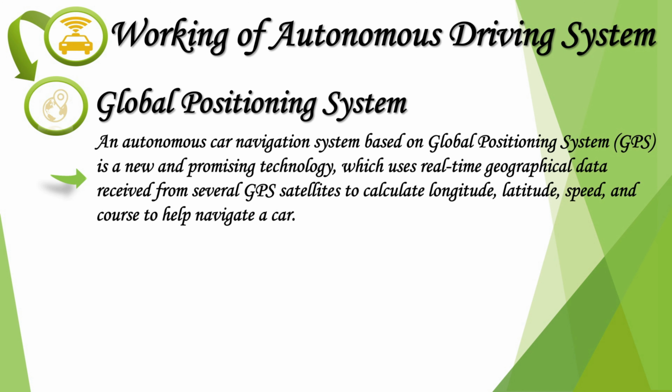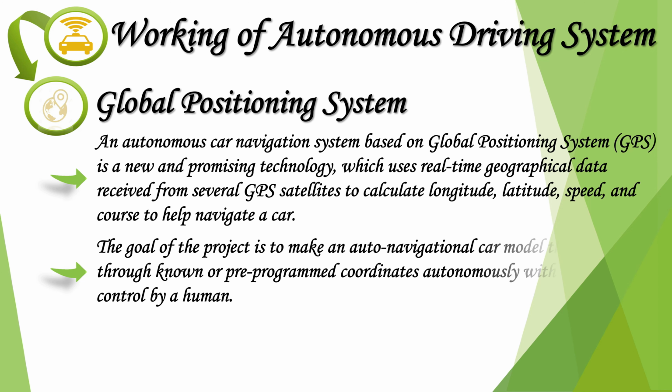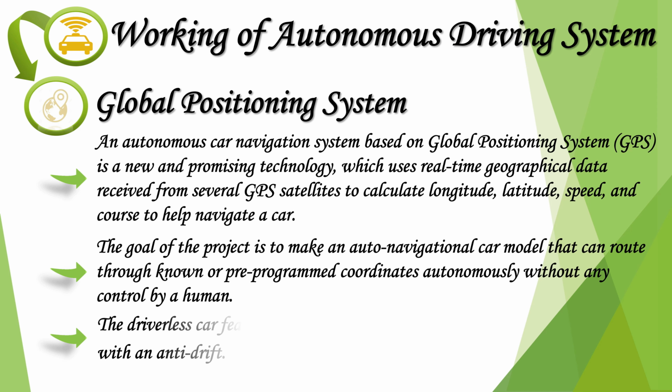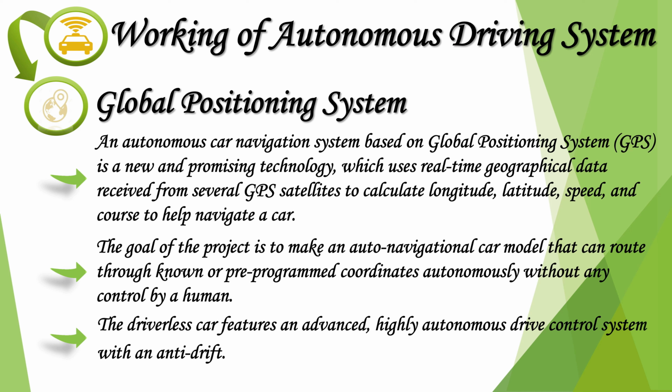Global Positioning System. An autonomous car navigation system based on Global Positioning System is a new and promising technology, which uses real-time geographical data received from several GPS satellites to calculate longitude, latitude, speed, and course to help navigate a car. The goal of the project is to make an auto-navigational car model that can route through known or pre-programmed coordinates autonomously without any control by a human. The driverless car features an advanced, highly autonomous drive control system with an anti-drift.